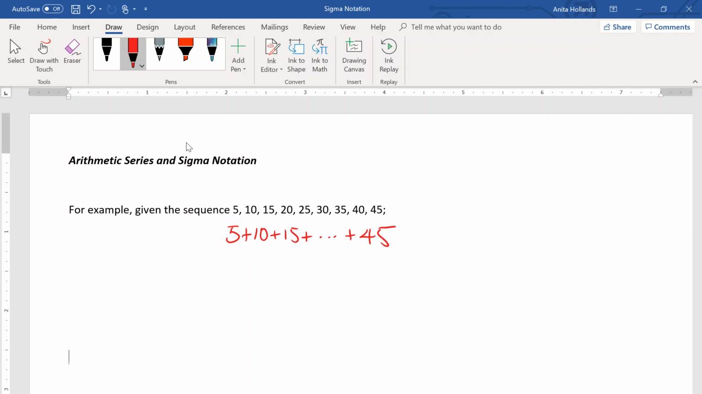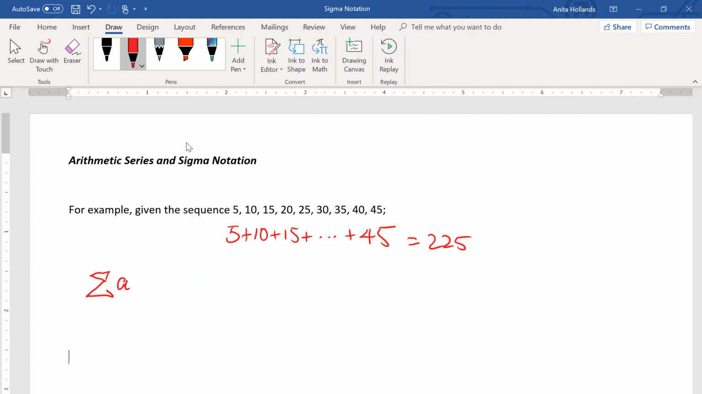Now, this particular sequence is quite short. There's not very many terms, and it's easy to sum these. However, often sequences can be quite long, and so we use sigma notation to write the summation more compactly. And sigma notation looks like this. This is a capital Greek letter.